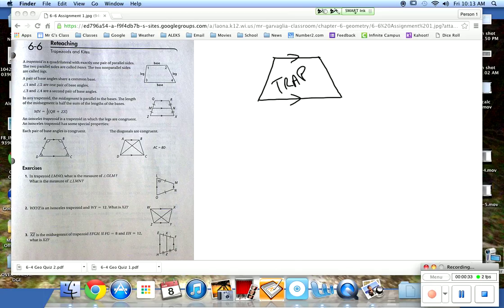You guys ever look at live traps? How are live traps set up? Live trap, right? That's what they look like. That's how you remember trapezoid. It looks like a live trap.